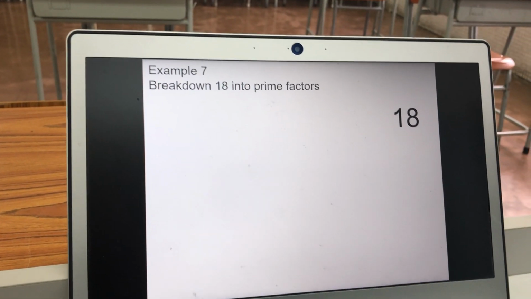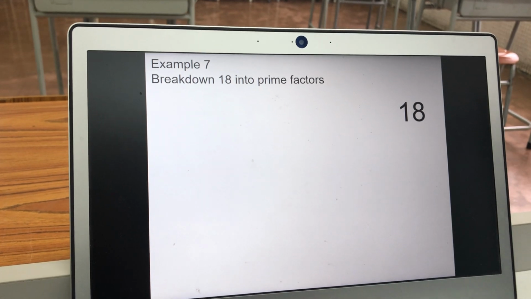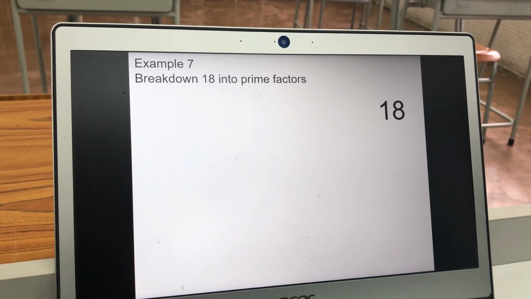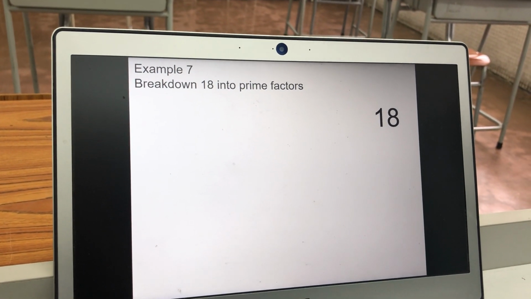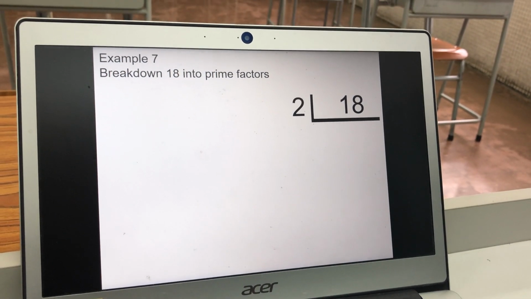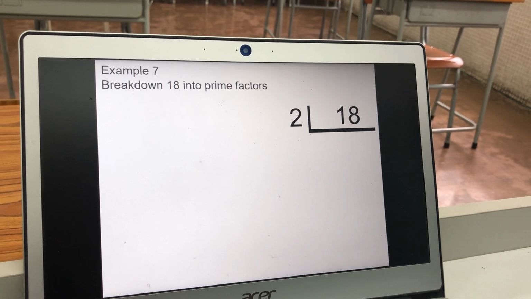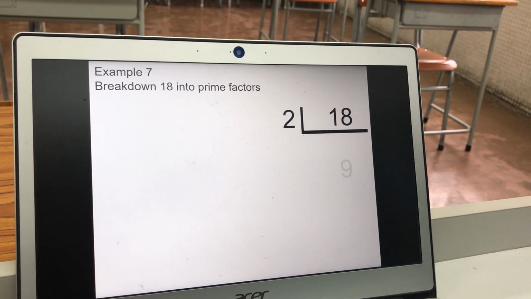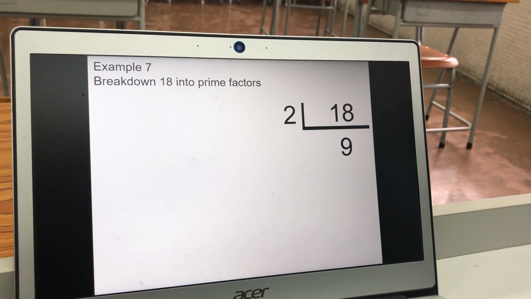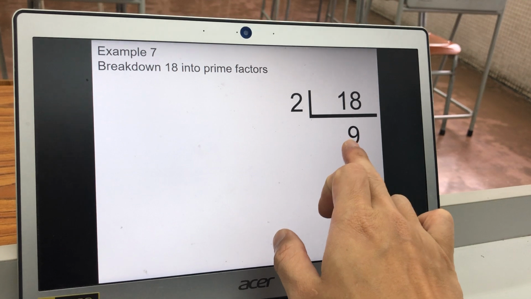So, now, look at this example. What about 18? If you have to break it down into prime number factors, what number would you like to try? Oh, this is an even number, right? So you may use 2, because all even numbers could be divided by 2. If you use 2, 18 divided by 2 becomes 9, right? And then 9. Can we go further? It is not a prime number, we should go further.